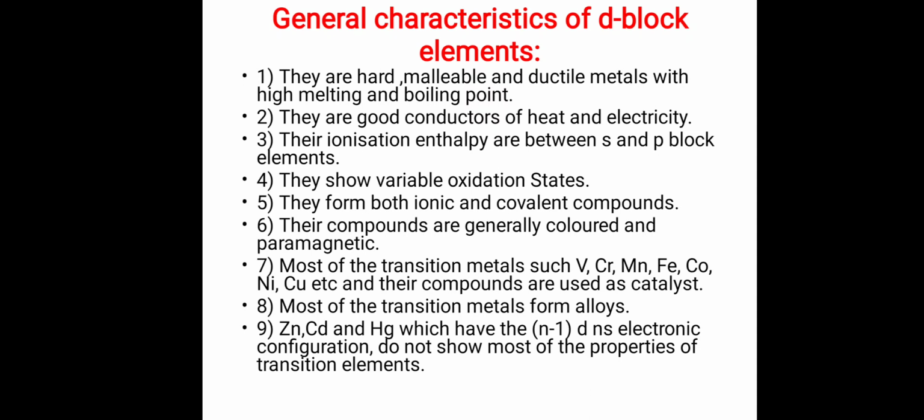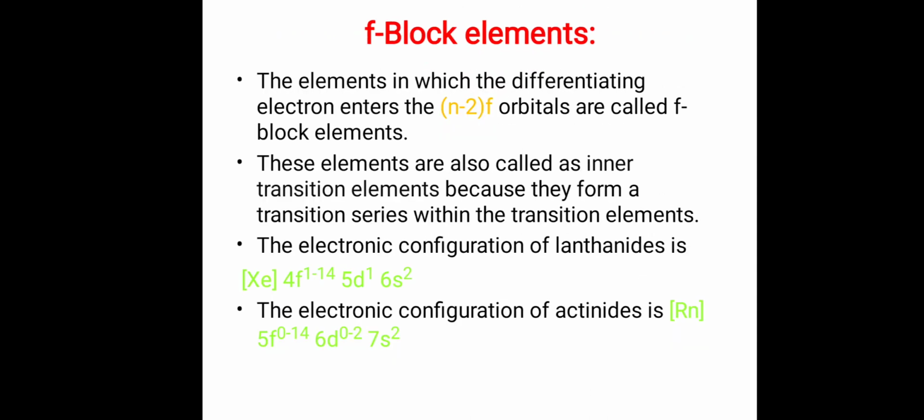Most of the transition metals such as vanadium, chromium, manganese, iron, cobalt, nickel, copper, and their compounds are usually used as catalysts, and the second transition and third transition series also. Most of the transition metals form alloys. Zinc, cadmium, mercury, which have the ns electronic configurations, do not show most of the properties of transition metals.